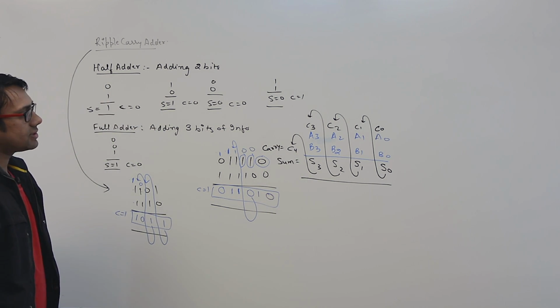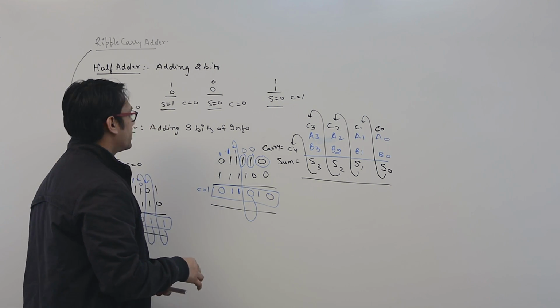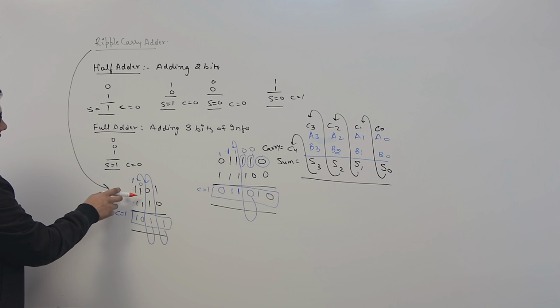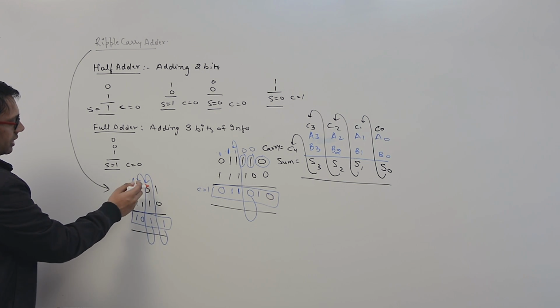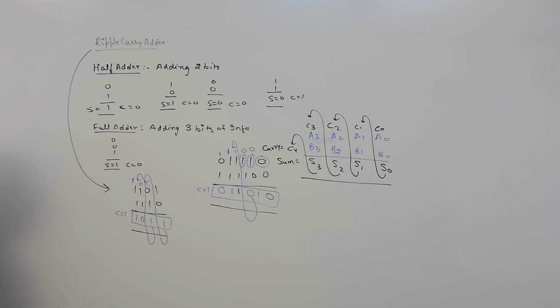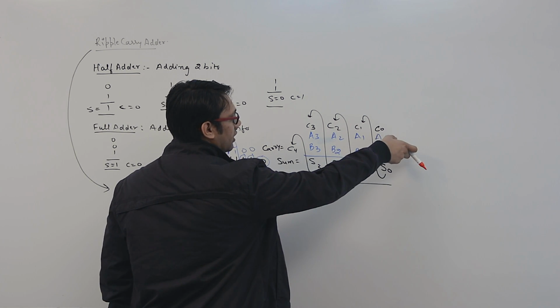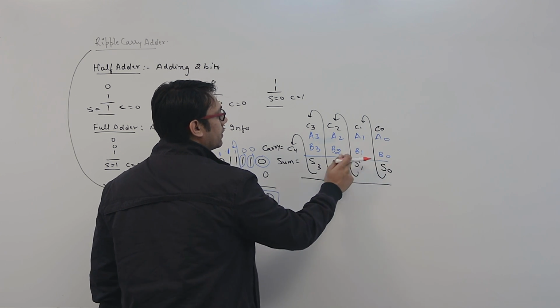Now clearly you can see here we may need to add 3 bits of information. Initially we are adding 2 bits of information, but because we are generating a carry and that carry is 0, now we are adding 3 bits of information. So either you can implement the first one by a half adder, or better, you can use a full adder to implement all of these.